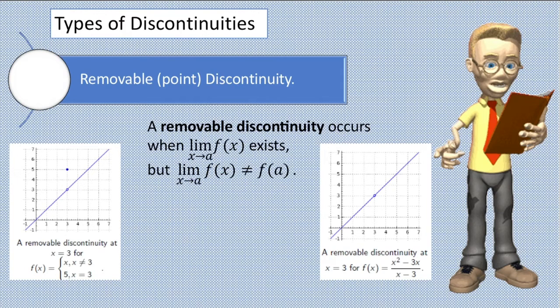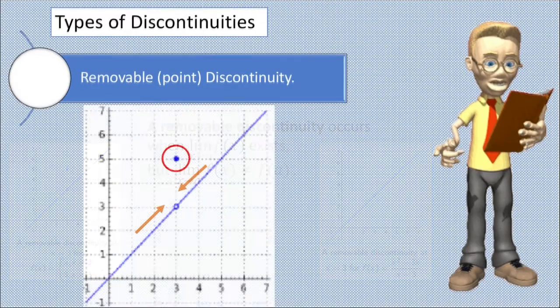A removable discontinuity occurs when the limit as x goes to a exists, but the limit of f of x does not equal f at the same value. So what we do is check the limit as x goes to 3. From the right hand side, the limit is equal to 3. From the left hand side, the limit also equals 3. So the left and right handed limits are equal to each other. That means the limit exists. But the function's definition as x goes to 3 is this point at 5. So they're not equal. So that's what we call a removable discontinuity.